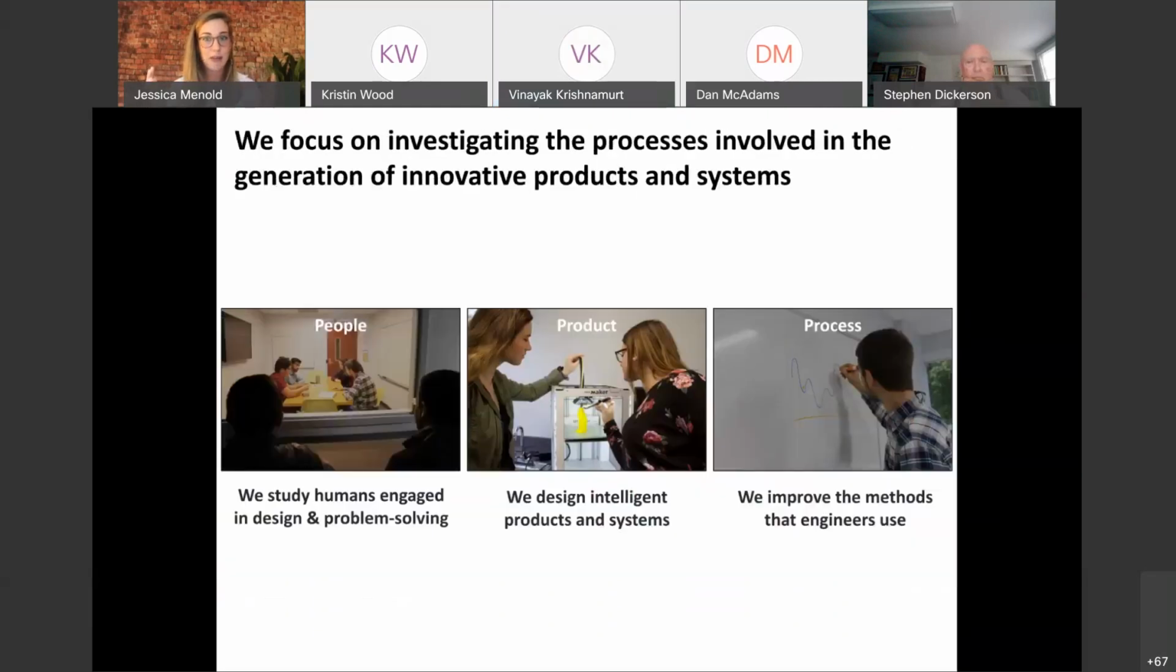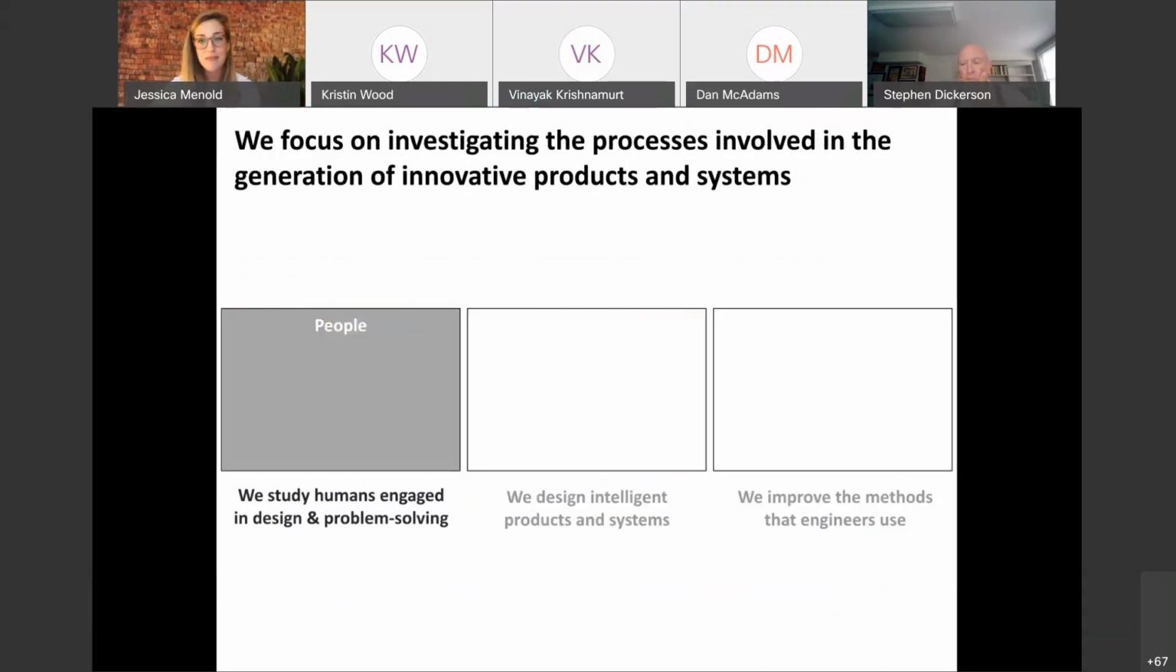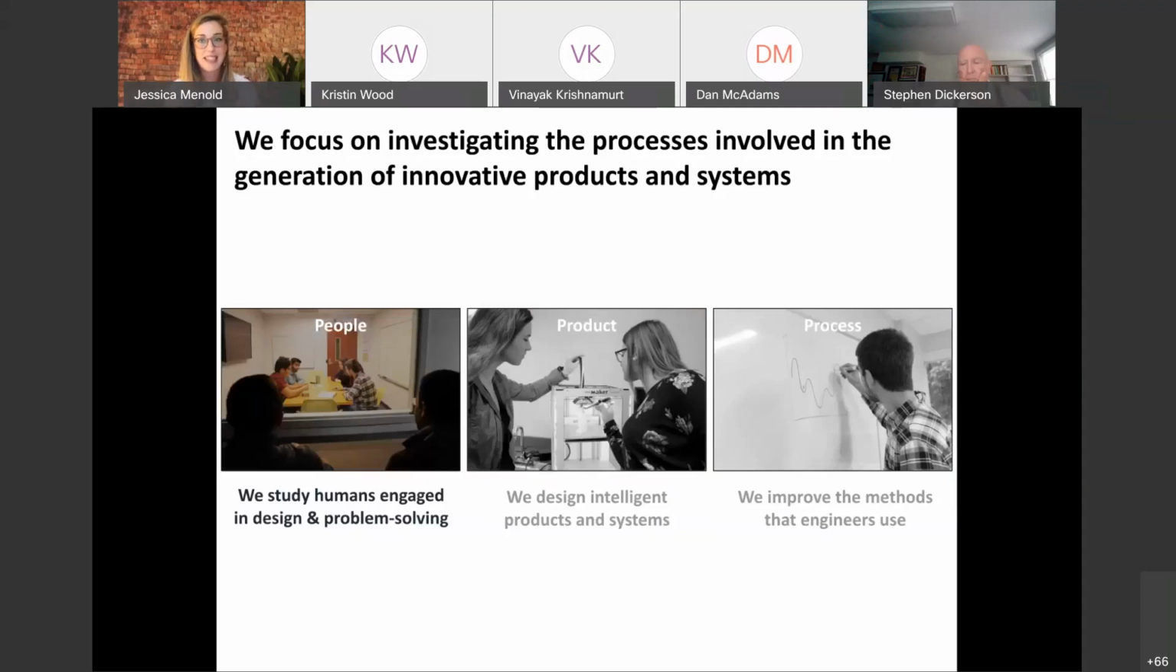So in Thread Lab, we really focus on exploring and investigating the processes involved in the design of engineered products and systems. And our goal is to study the humans engaged in design and problem solving and the intelligent products and systems that they design, including some of the products and systems that we design, so that we can develop methods to really support effective and efficient design practice. And today I'm going to be discussing some of our work looking at the people responsible for design.